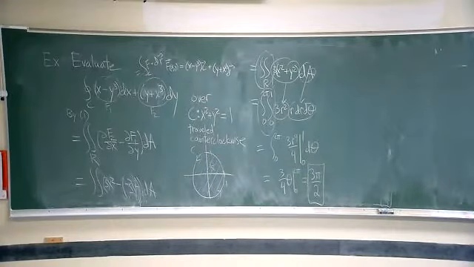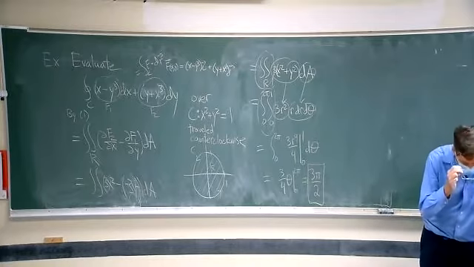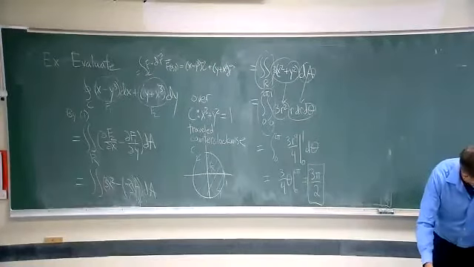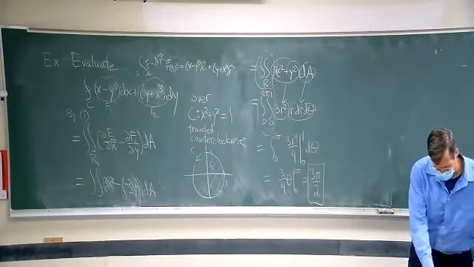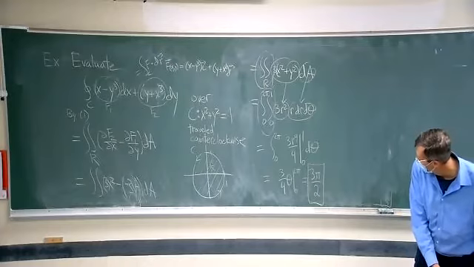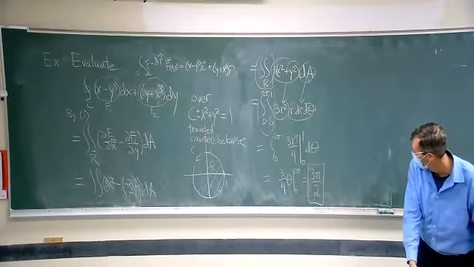Let's try another one here. Professor Stapleton, could you explain what is 3 pi over 2? Like, what does that mean with relation to the picture that you drew?